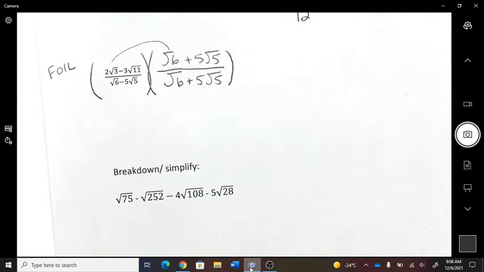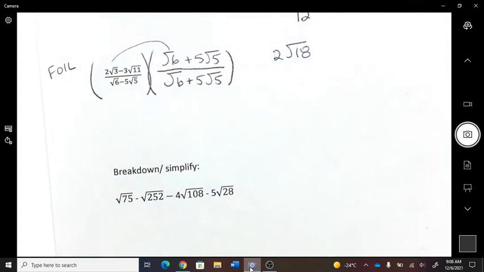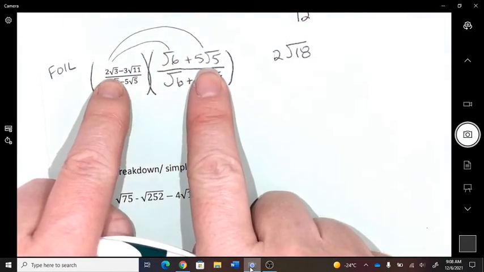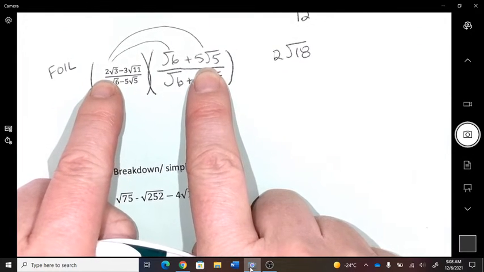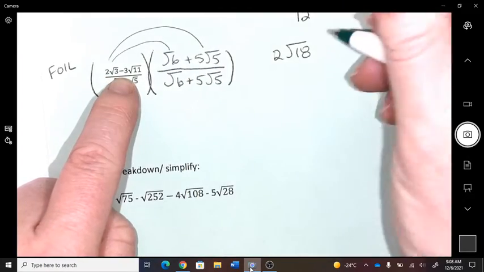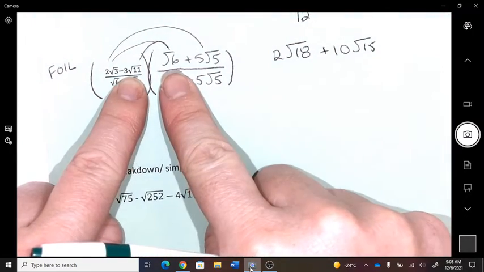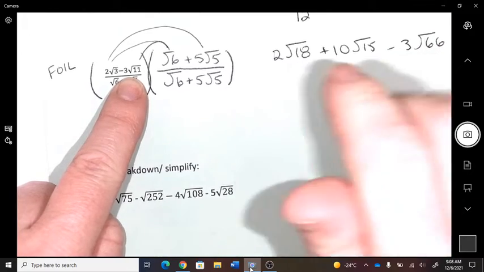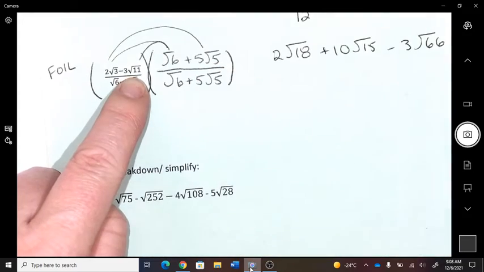So first times first makes 2 root 18. Outsides make 10 root 15. Insides make negative 3 root 66. And last makes negative 15 root 55.